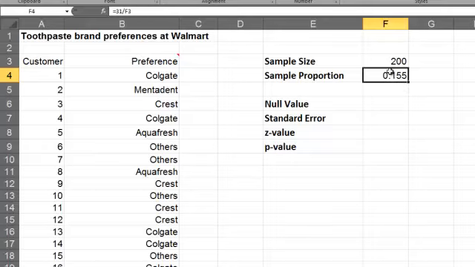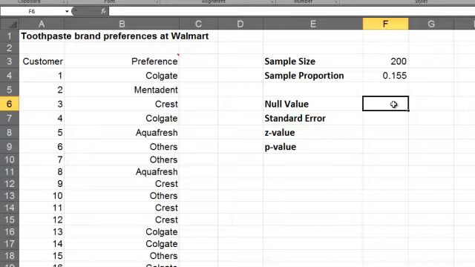Now, this is below 20%, so there's a chance that it's far enough that it could support the claim that the market share, if you will, of the entire population proportion is statistically significantly below 20%, but we'll have to go ahead and calculate this to see if it really is statistically significant. So our null proportion value is 20%, or 0.200.